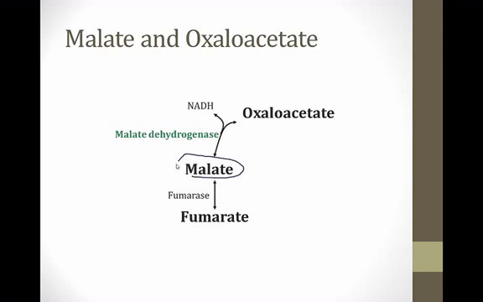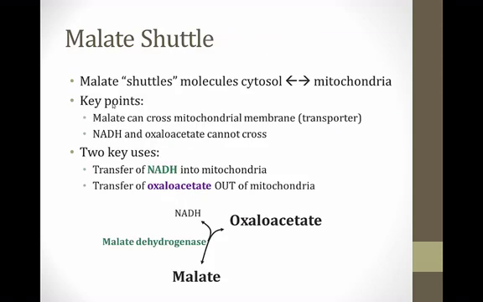Fumarate is converted into malate by an enzyme called fumarase, and then malate dehydrogenase converts malate into oxaloacetate, and in doing so, it generates another molecule of NADH, which can head to the electron transport chain and be used to generate ATP. This reversible step of converting malate to oxaloacetate can be used to shuttle molecules from the cytosol into the mitochondria. This is called the malate shuttle.